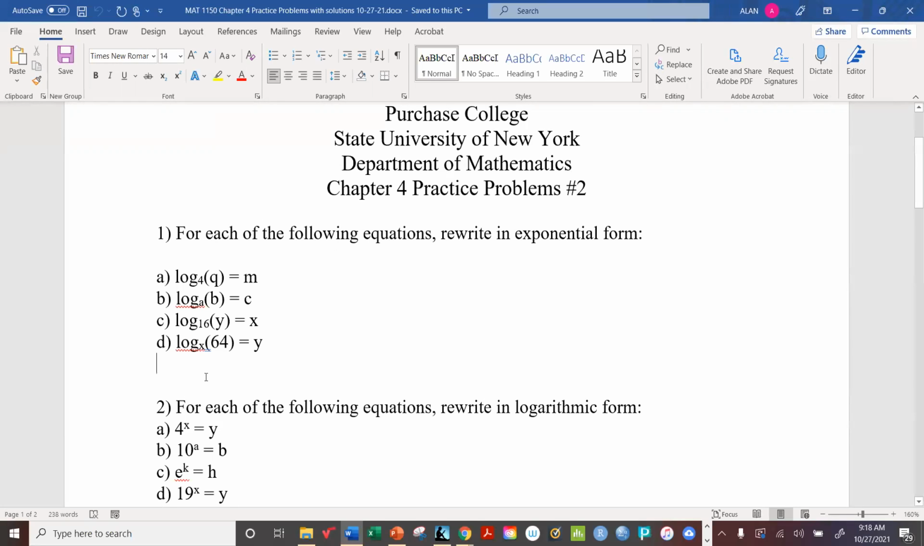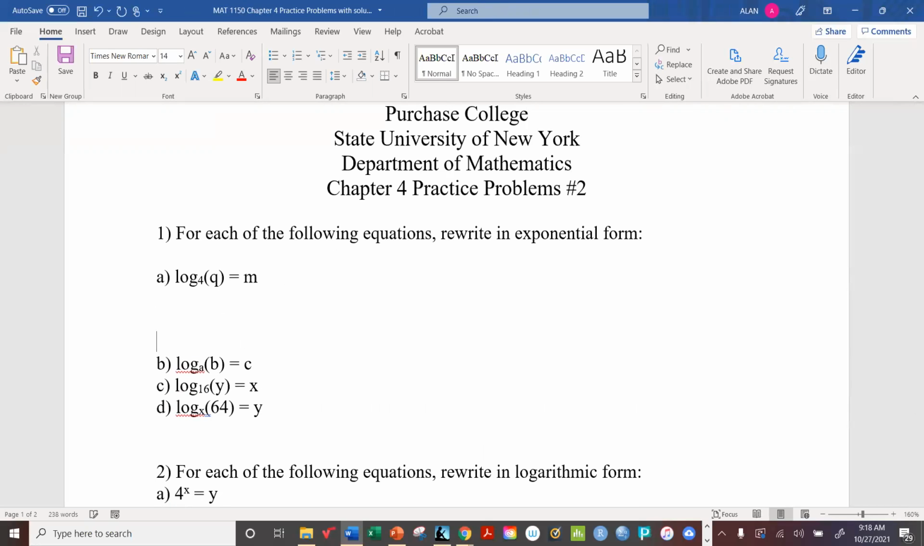So what exactly is going on here? What they're asking you to do is say, let's rewrite this as an equivalent exponent. In other words, this expression implies that 4 raised to the m power, whatever that is, equals q. Why? Because that's the definition of logarithms. So these two statements mean the same thing. 4 to the m power.